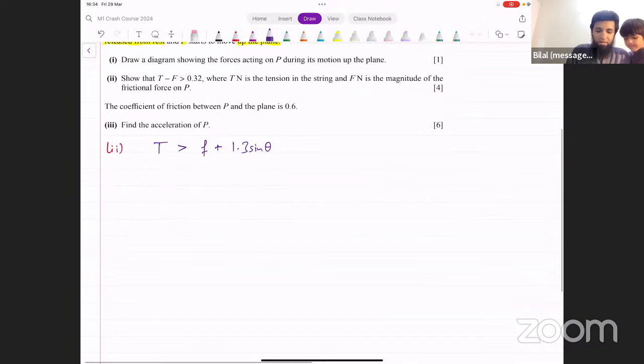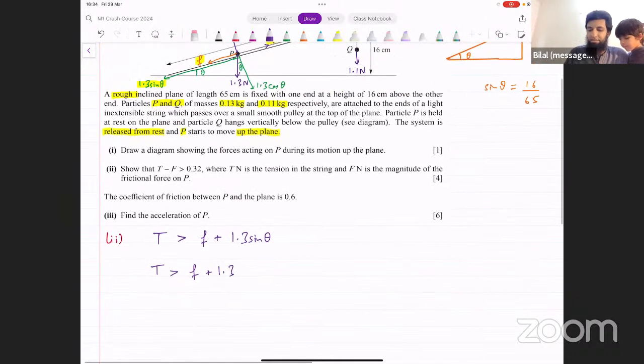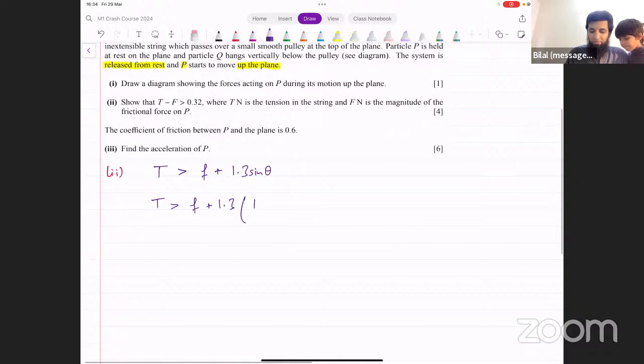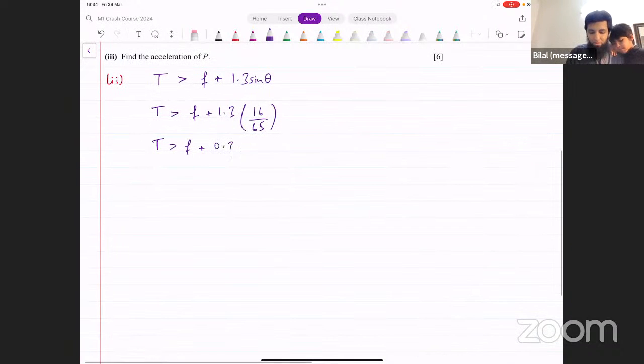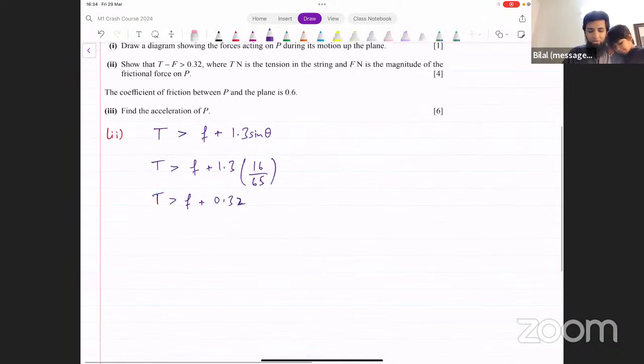Now, what does that give you? T is greater than F plus 1.3 into sine theta. What's sine theta? Sine theta is 16 over 65. You can see what this turns out to be. T greater than F plus 1.3 into 16 over 65. What's that? 0.32. And that's what we had to show here.